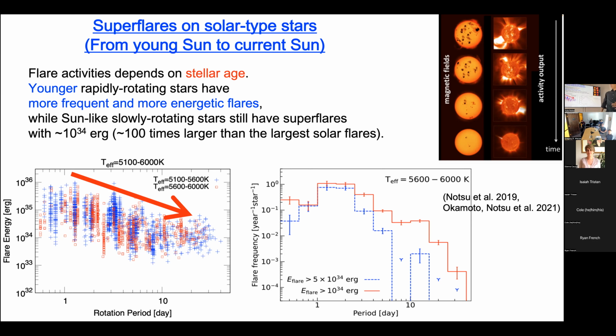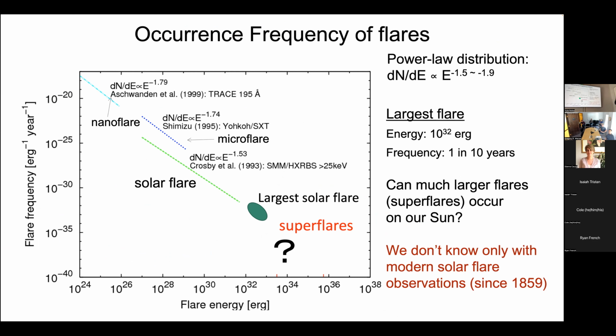Then let's go back to this plot. So I already explained flare frequency is explained with power distribution. We want to know this area, how frequently is superflare on our sun. And then we can plot similar plots based on Kepler data.